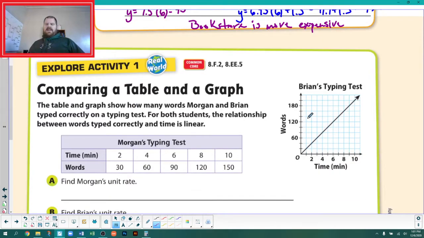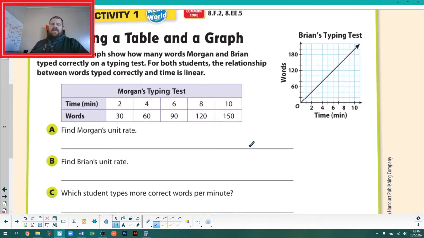The next one here is about comparing a table and a graph, which is something that we can do just like we compared a table to an equation. The table and graph show how many words Morgan and Brian typed correctly on a typing test. For both students, the relationship between words typed correctly and time is linear. Okay, so we want to find unit rates, basically how many words they're typing per minute.